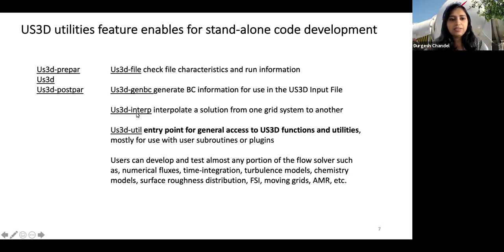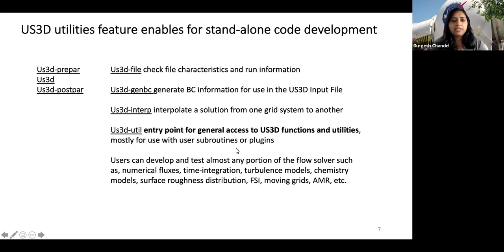The other feature is US3D interp, which basically interpolates a solution from one grid to another. It's mainly useful when you are changing grids from one simulation runtime to another. I used this feature in my PhD project, so I will be talking a little bit more about it as we go forward.